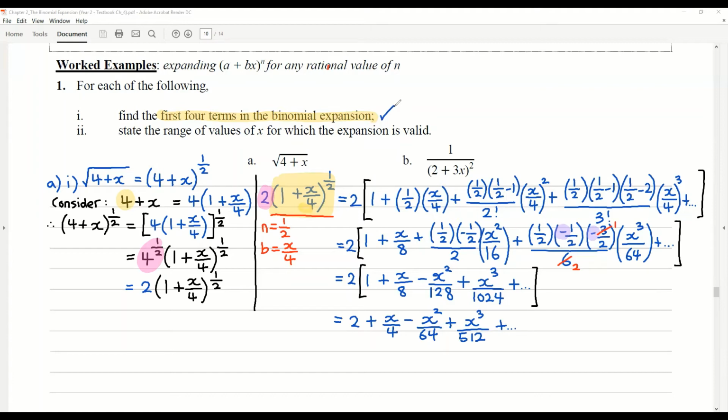The first 4 terms. Now we have to state the range of values for which the expansion is valid. Well, remember what we substituted in for our b. This still applies. Our b is here. Okay, it's x over 4. So we just use that as normal. So this will be a part 2. And this is the range of validity.